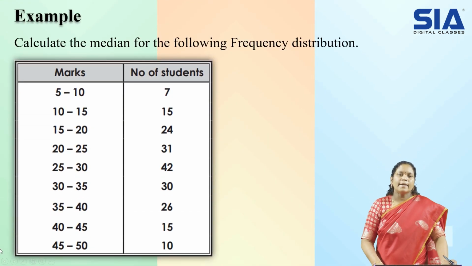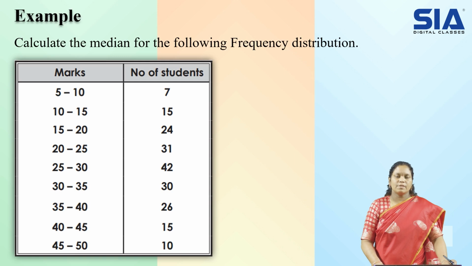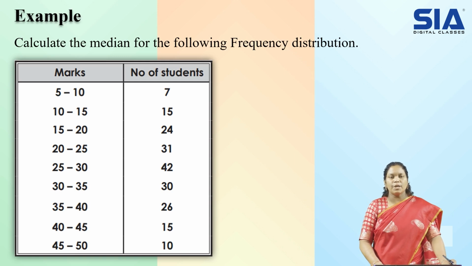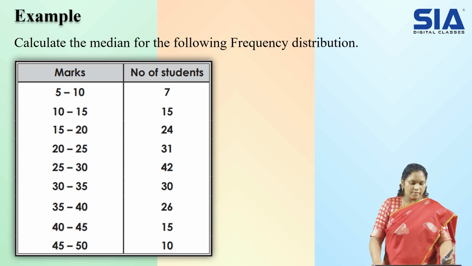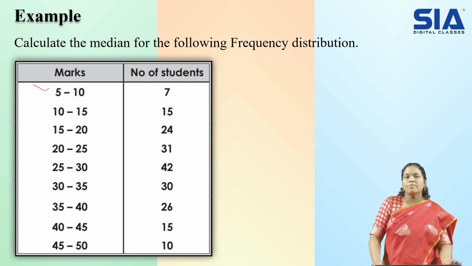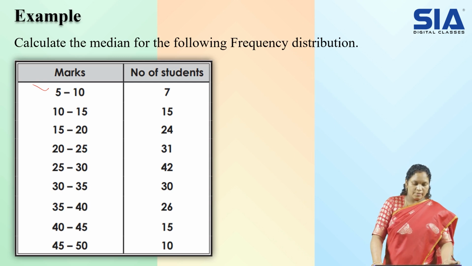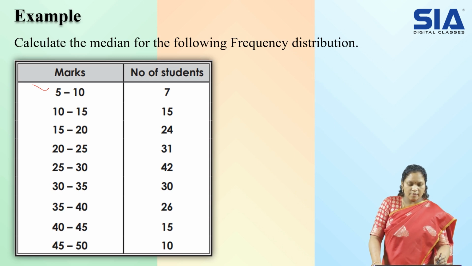Calculate the median for the following frequency distribution. They'll be giving the question in this way. The data will be class intervals. Whenever they give class intervals, we have discussed that it comes to continuous data. Here we have class intervals 5 to 10, 10 to 15, 15 to 20. So it's a clue that it is continuous data, and in the question itself they have asked that we need to find the median.